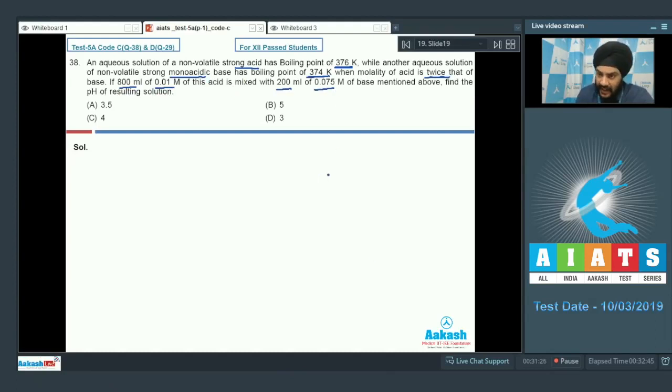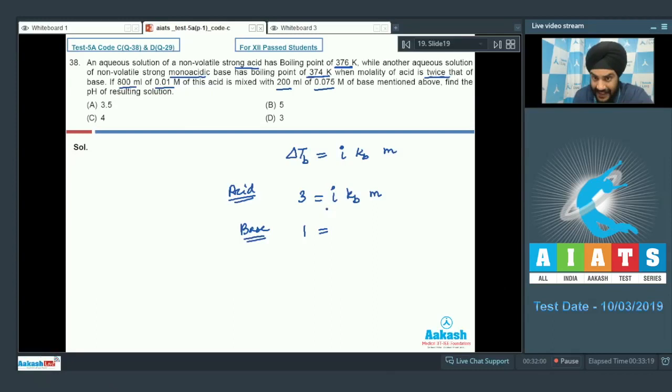So if we try and figure out the colligative property data which is given to us, we have delta Tb equal to i into Kb into m. So if we talk about the acid, the basicity of the acid has not been mentioned to us. So delta Tb value is equal to 3. So 3 will be equal to i of the acid into Kb into m. And if we talk about the base which is given to us, there is an elevation in boiling point of 1 Kelvin. So 1 shall be equal to the i value. It is given to us that the base is monoacidic, so the i value has to be equal to 2.